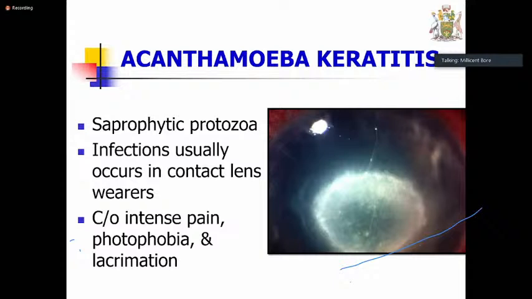So Acanthamoeba keratitis, it usually has a ring-like infiltrate, and the infection commonly occurs in contact lens wearers. It's very painful and is associated with symptoms of photophobia and lacrimation.